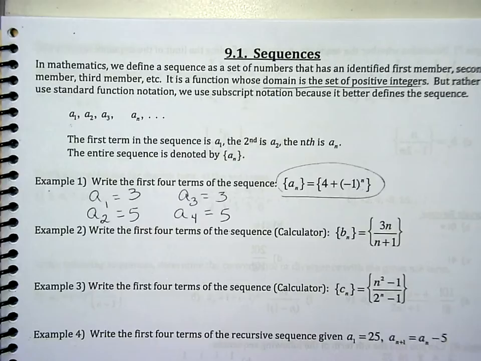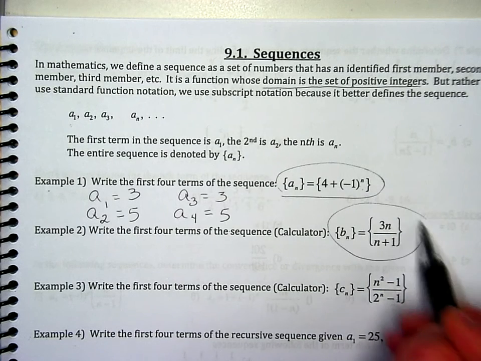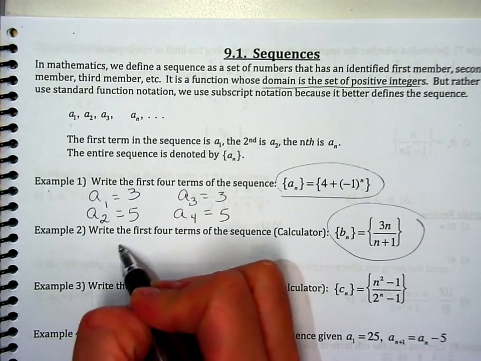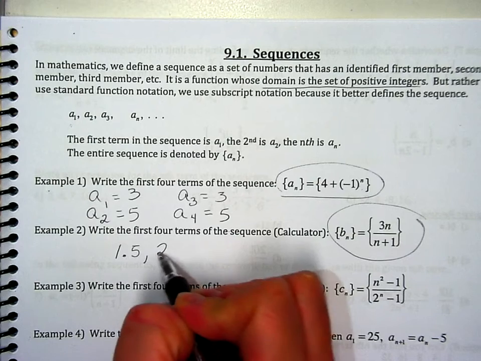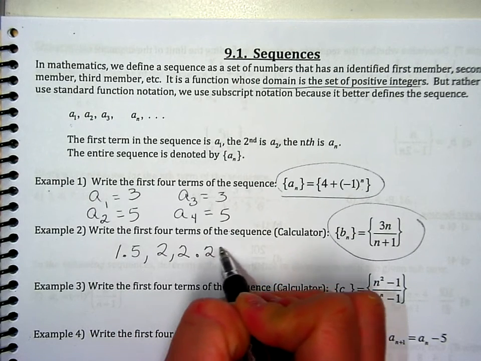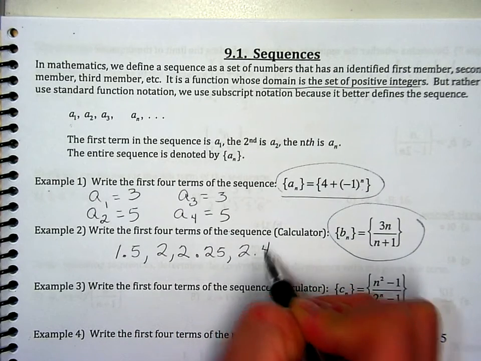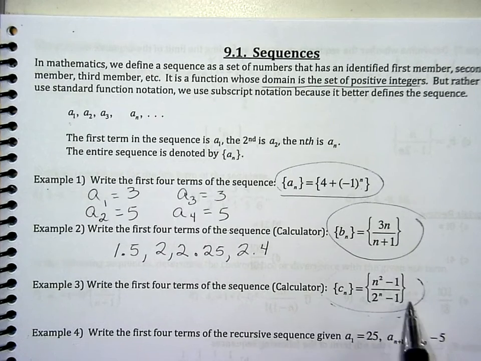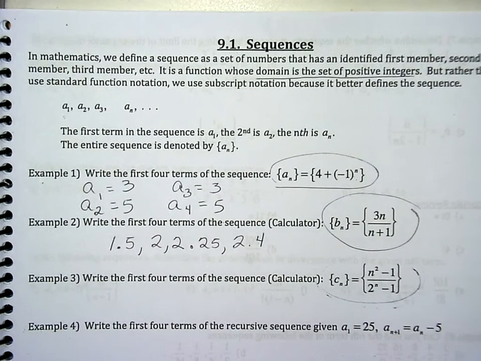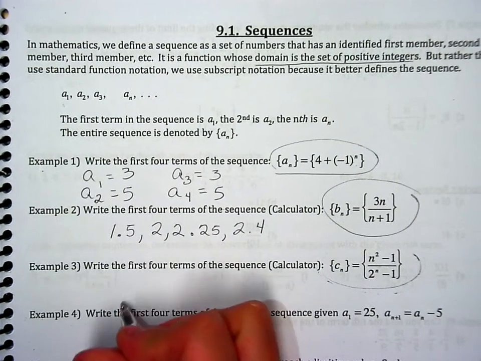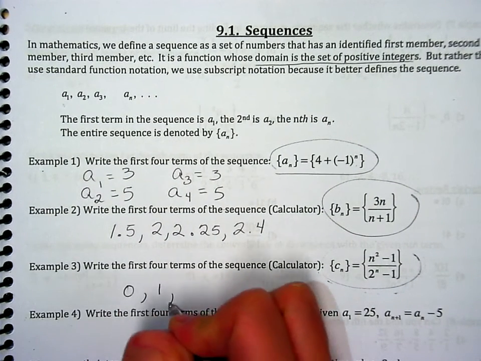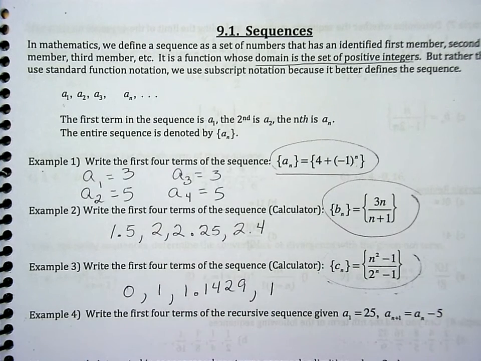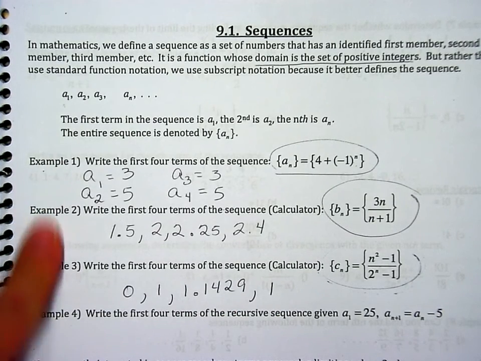I can also go ahead and find the first four terms of this one. If you want to use a calculator to create a list, that would be fine as well, but your first four terms should be this. At this point, I would pause the video and try to create the first four terms of number 3 on your own. Okay, checking your values, you should get 0, 1, 1.1429, comma 1. These are explicit sequences.